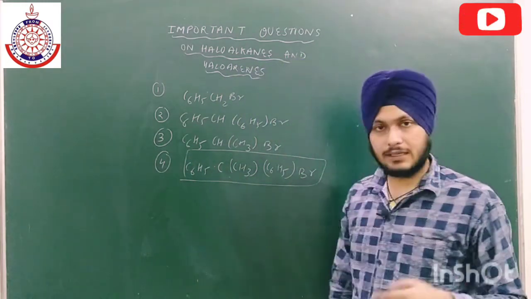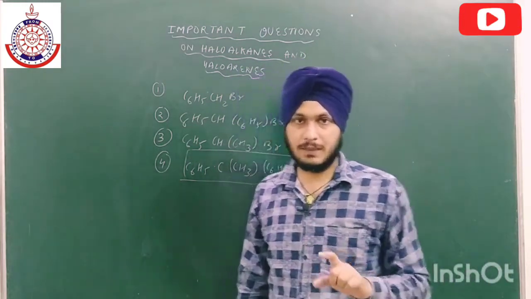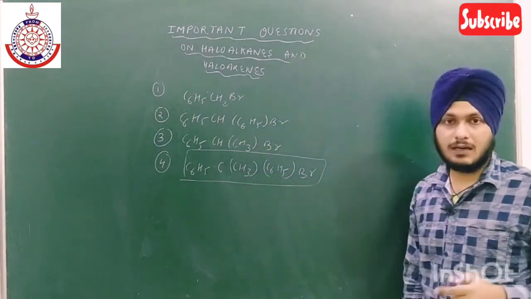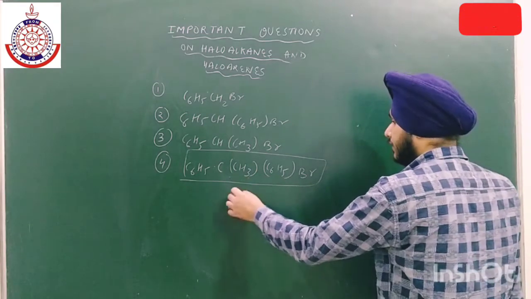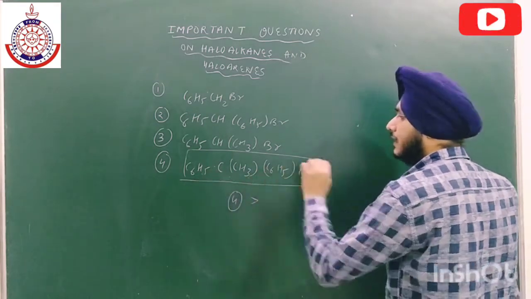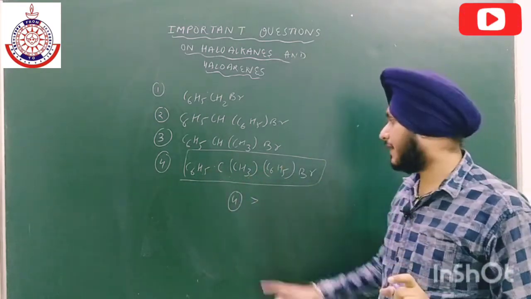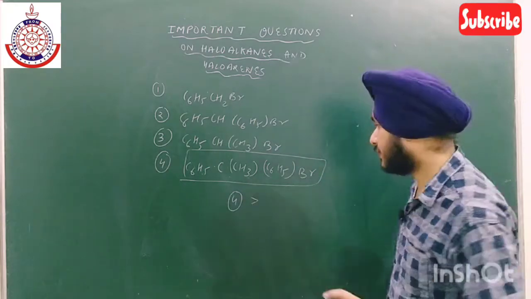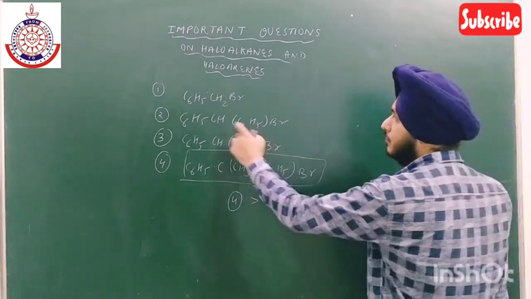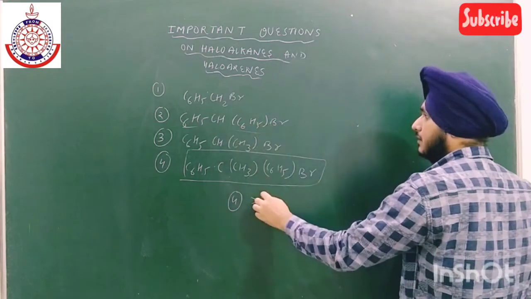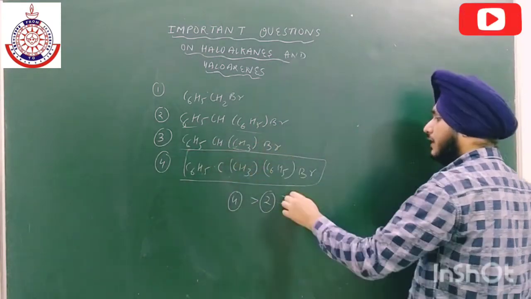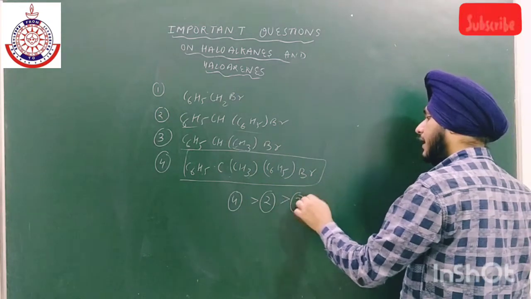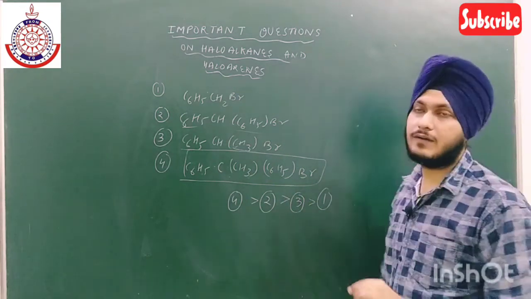Okay, in case of SN2, steric repulsion will take place, so this will be the least reactive. Now this one is the most reactive because it has two resonating groups, two benzene rings, and one electron donating group is also present. Now after that we have two benzene rings, the second one, and then we have one benzene ring and one electron donating group, third one, and at last we have the first one with one benzene ring.